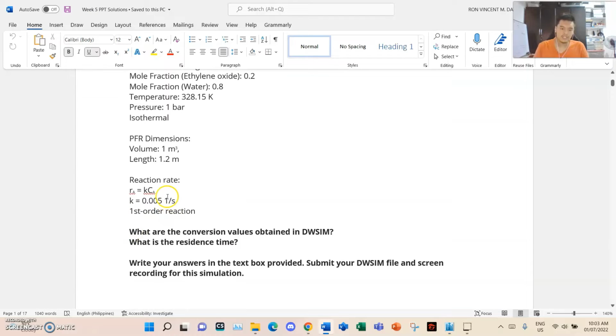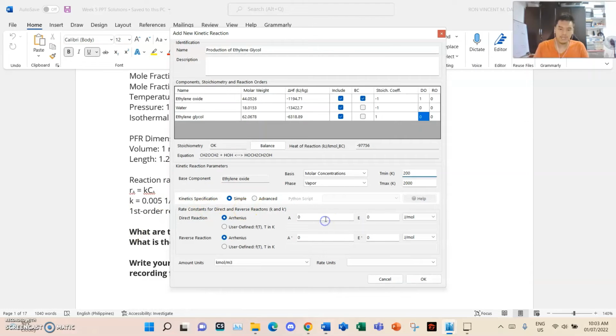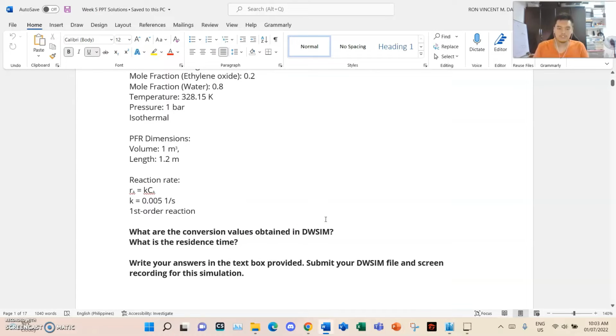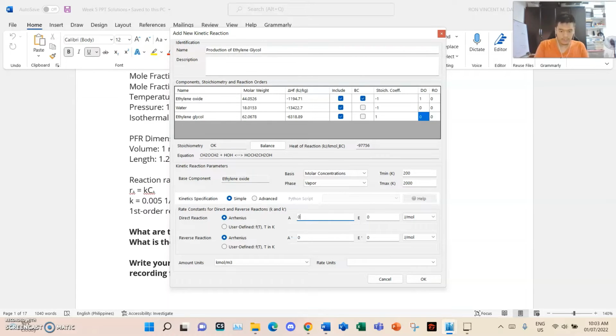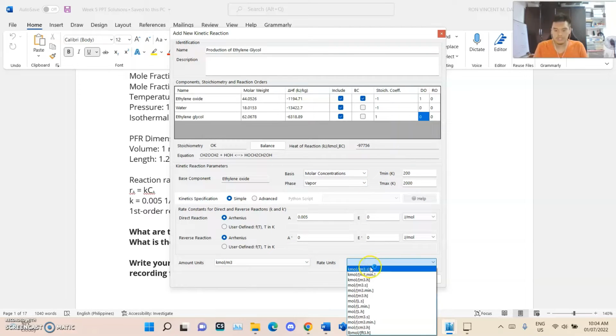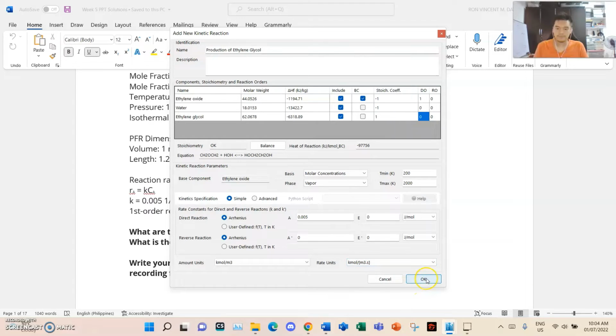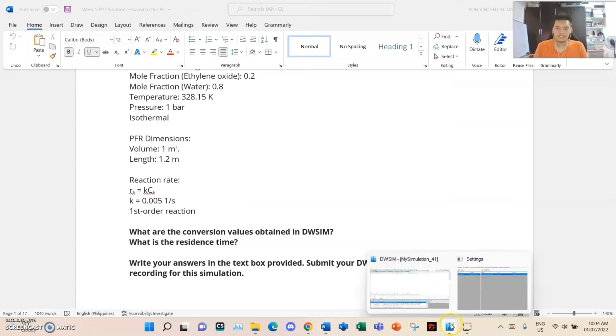So our rate constant is K, and K can be equated to A for our Arrhenius equation. So 0.005 per second, and there is no activation energy constant corresponding to it, so we'll just put it as 0. And then the amount units we'll put as kilomole per cubic meter for the concentration, and the rate units are kilomole per cubic meter per second. Alright, and our settings are set.